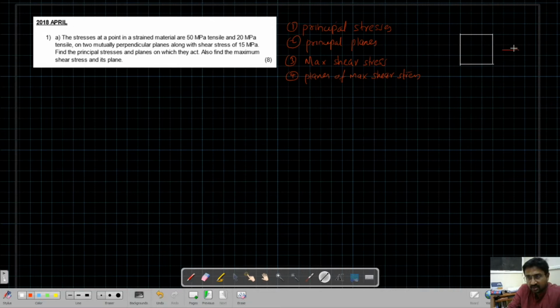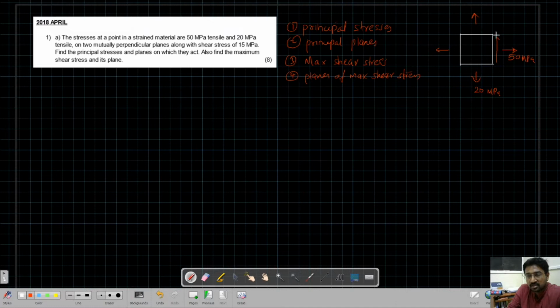Let's say this is my x direction, with 50 MPa, and we have a tensile stress of 20 MPa. Then we have a shear stress of 15 MPa. So let's draw a shear stress here. On any side, you just draw the shear stress.